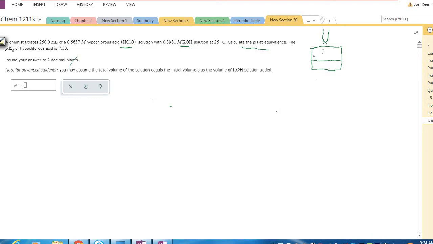Okay, so we want to know the volume that we've added, so we're adding new volume here to our beaker. The chemistry going on is that we're taking this weak acid, this HClO, plus our base, and in this neutralization reaction we are generating ClO minus plus some K plus, and we're making water.